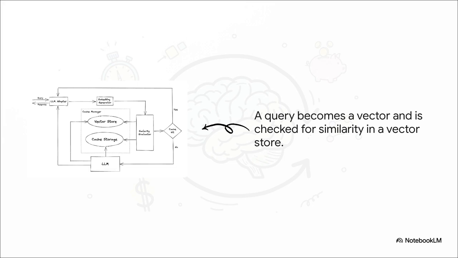This diagram shows you the whole flow. When a new question comes in, the system uses an embedding model to turn it into a vector. You can just think of this as a long list of numbers that acts like a mathematical fingerprint for the sentence's meaning.